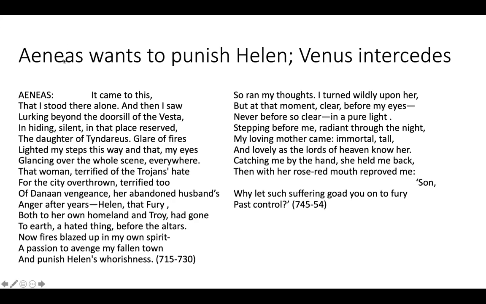And same goes for Aeneas. He sees Helen and he wants to punish her. He wants to kill her. But his mother, Venus, intercedes. So here's the moment as he relates it.